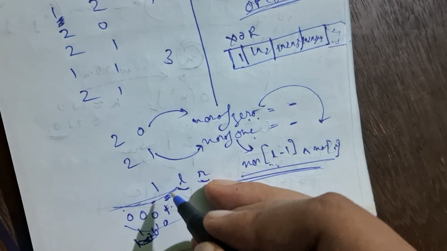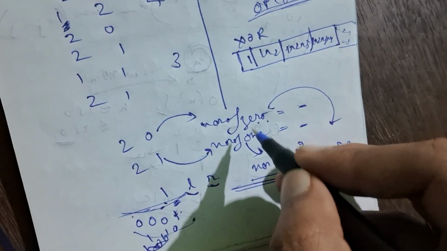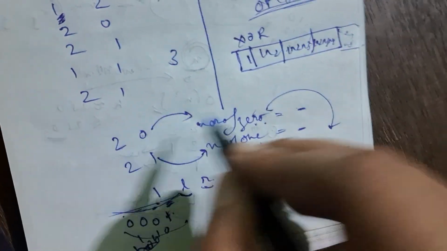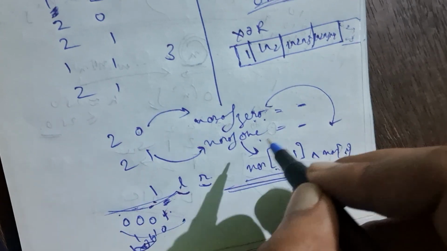So I think it is clear: whenever it's 1 L R, you have to XOR this with this and this with this, and if it is 2 and 0, you have to print XOR of 0, and if it's 2 and 1, you have to print XOR of 1. So this is basically the code.